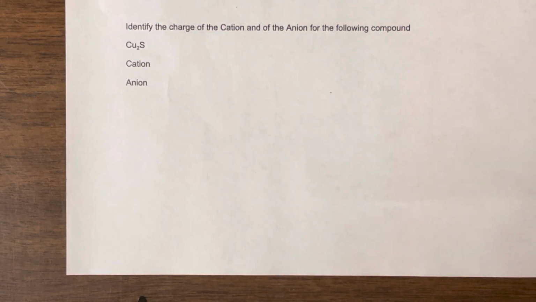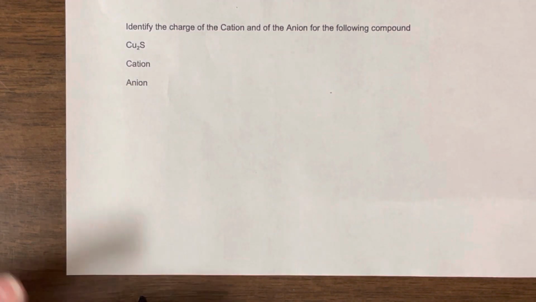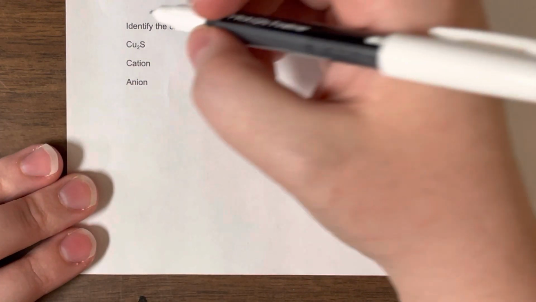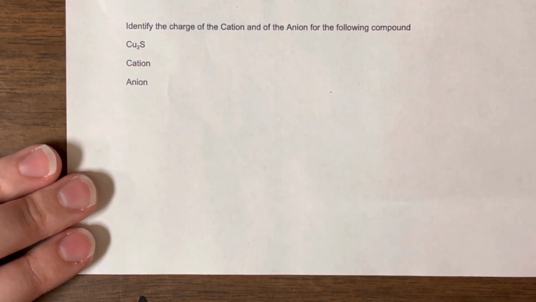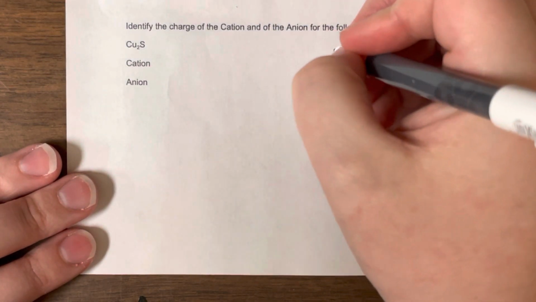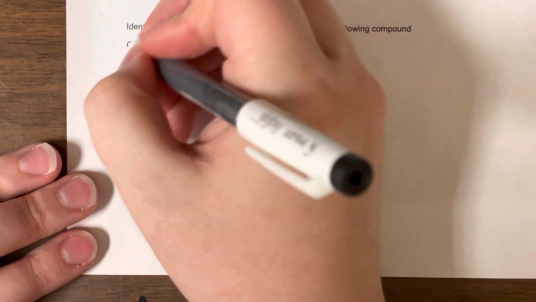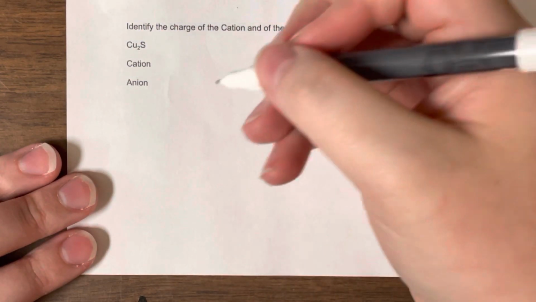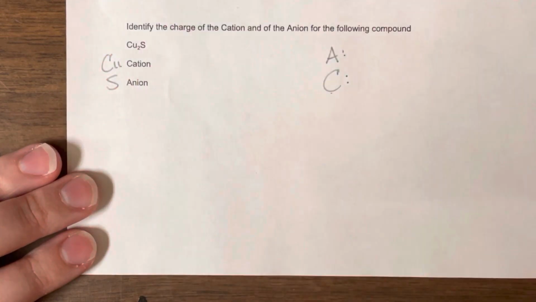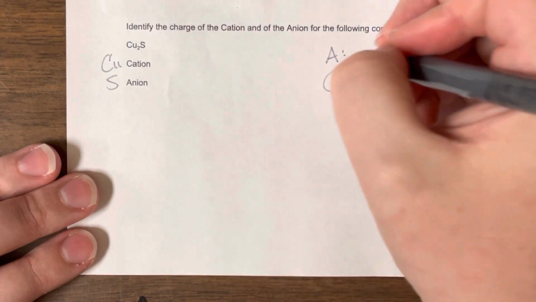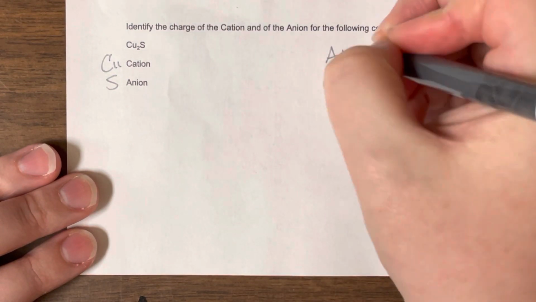Identify the charge of the cation and the anion for the following compound, Cu2S. So what I'm going to do is figure out what the oxidation state is for copper, which is my cation, so I can do my anion versus cation math. My cation is the element in the first position, so this is copper, and my anion is in second position, so that is sulfur. My anion subscript is 1.